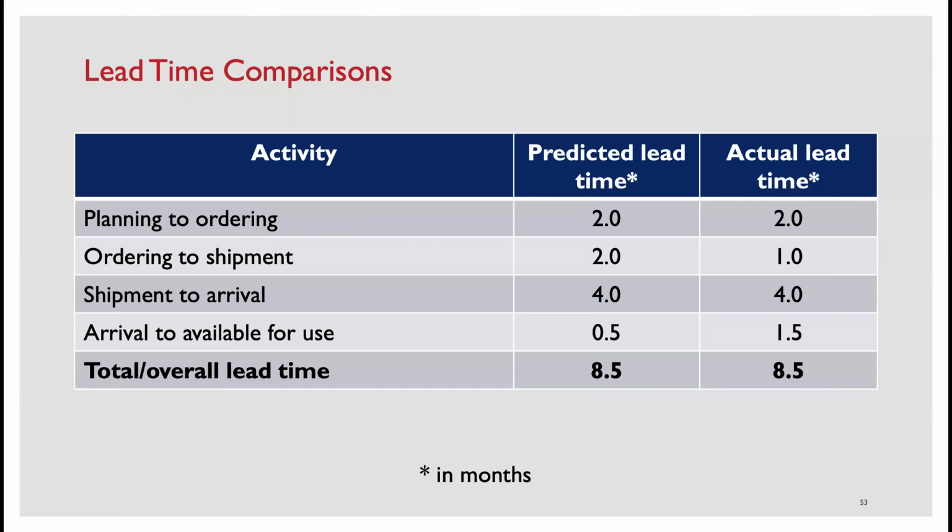Keep in mind that our overall lead time might still coincide with our planned overall lead time. As seen in this example, however, there was a variance in 2 of the individual steps: ordering to ship, which happened faster than we planned, and arrival to available for use, which took more time than we thought. Even though the overall lead time was the same, we want to be aware of these details so that we can improve our planning in the future. It's not enough just to say, great, our overall lead time prediction was correct.